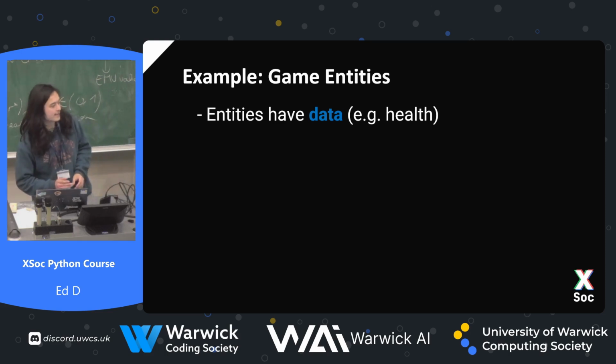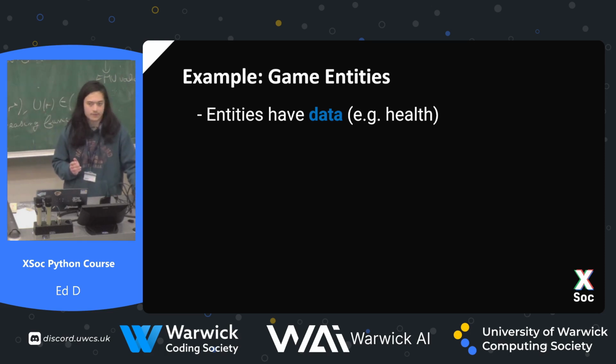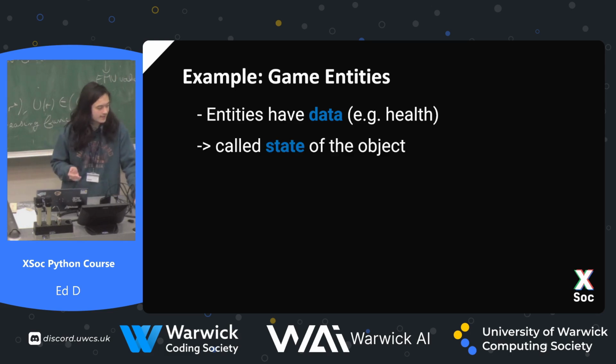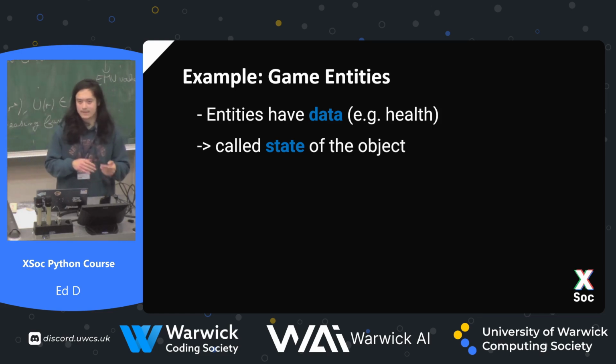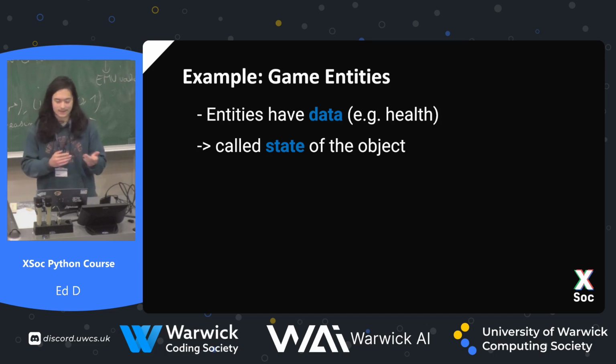So entities have data. For example, health is a piece of data about an entity. And this is called the state of an object. So a game entity might have health, they might have speed, they might have stats like strength.